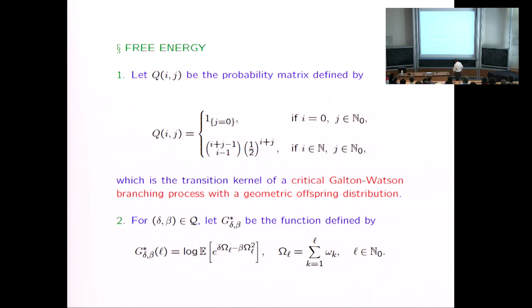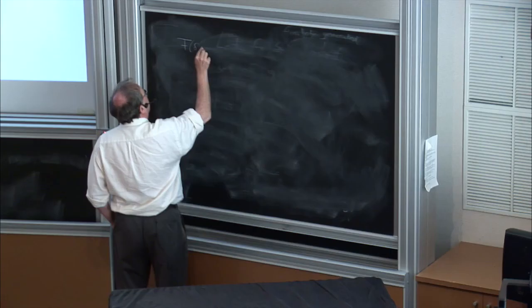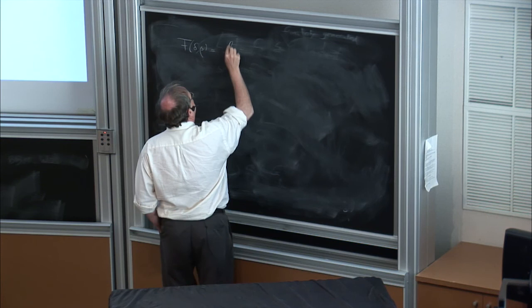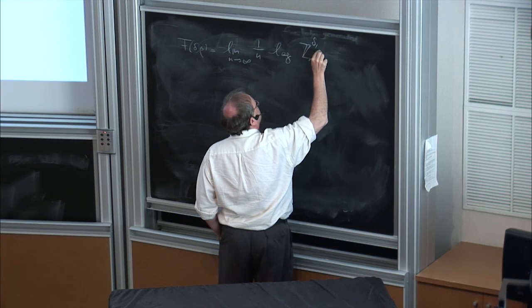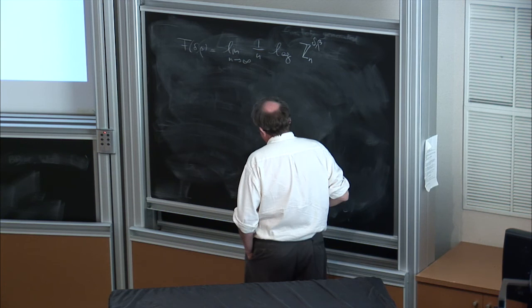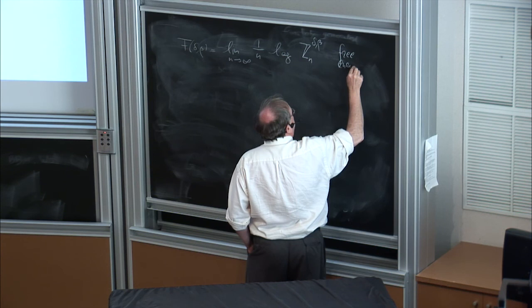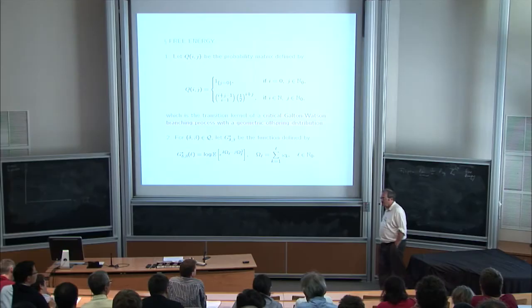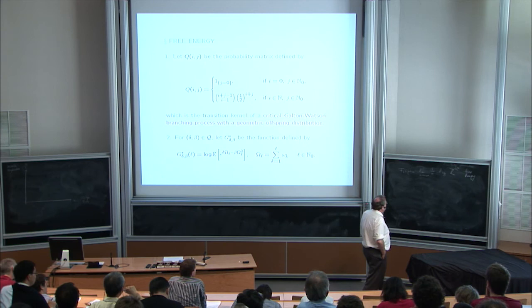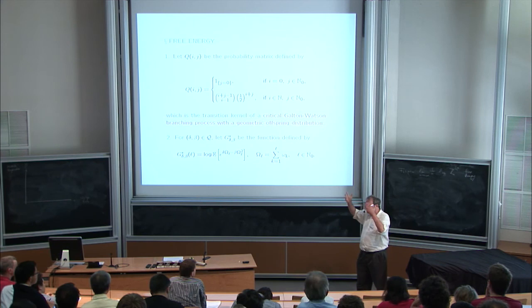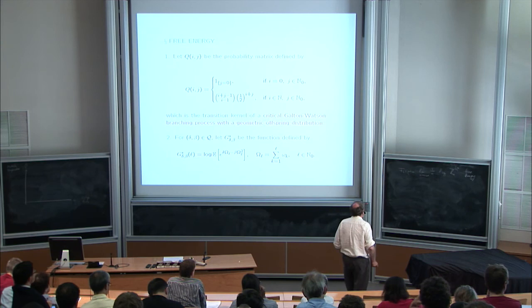So the free energy, which will depend on delta and beta, will be the limit as n goes to infinity of 1 over n times the logarithm of your partition function, which depends on these numbers. And this is the free energy, and this, as we know from statistical physics, is the key object that you have to analyze to understand what your random polymer is doing. In a sense, the free energy is a kind of huge generating function out of which you can pull all sorts of interesting things, by looking at how it depends on the parameters.